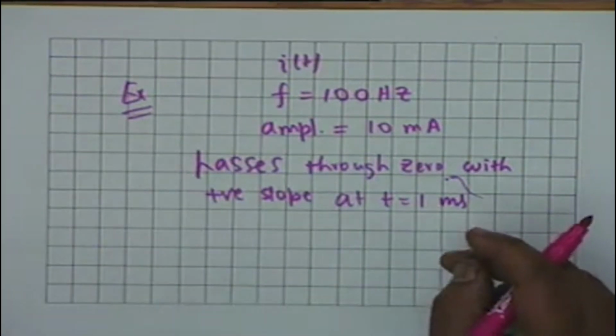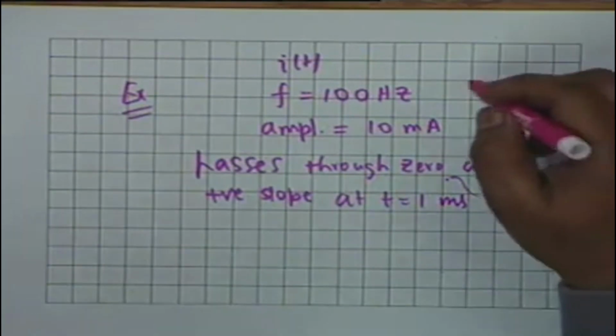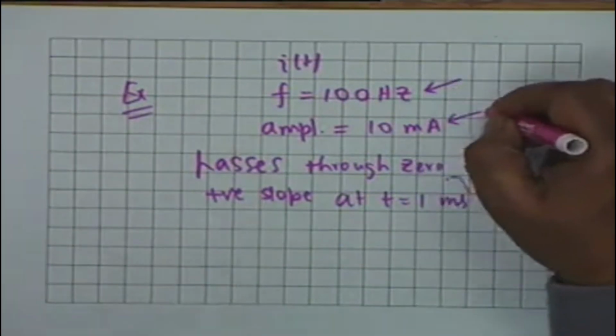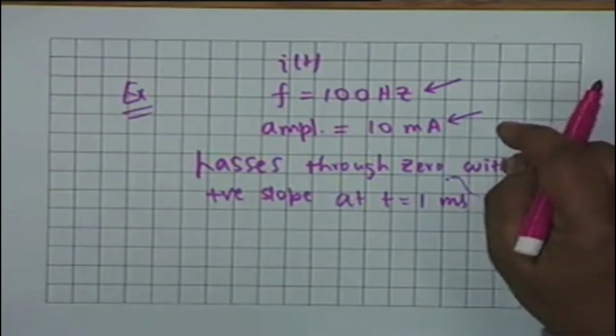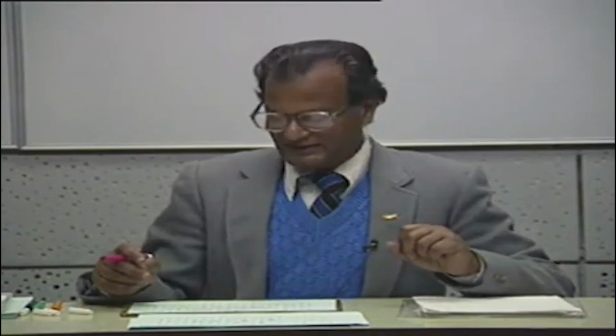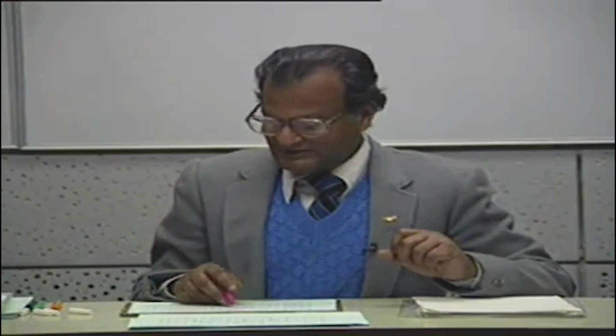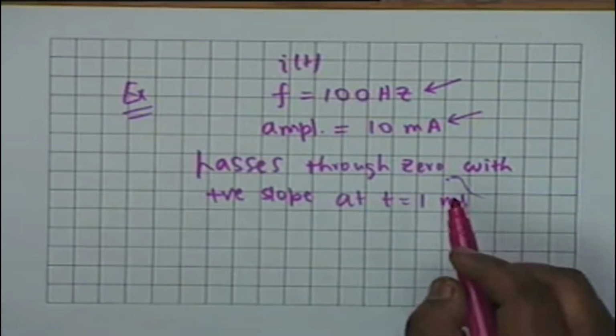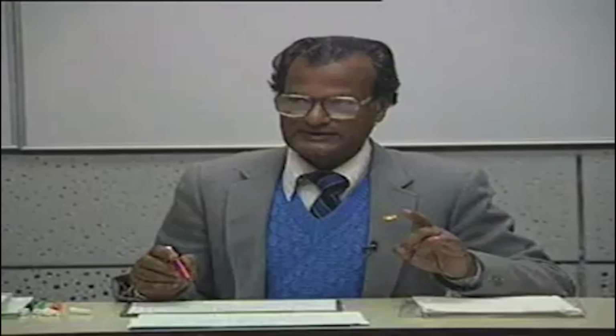You have to write an analytical expression for this. What are the things given? The frequency is given, the amplitude is given, and about phase, obviously what remains is the phase, isn't it? About phase or the initial phase alpha, the information that is given is that the value of the waveform passes through 0 with positive slope at t equal to 1 millisecond.